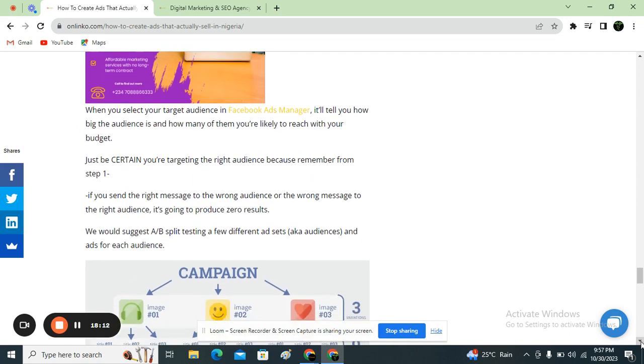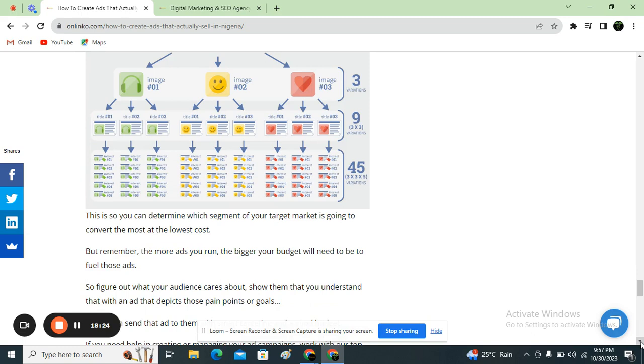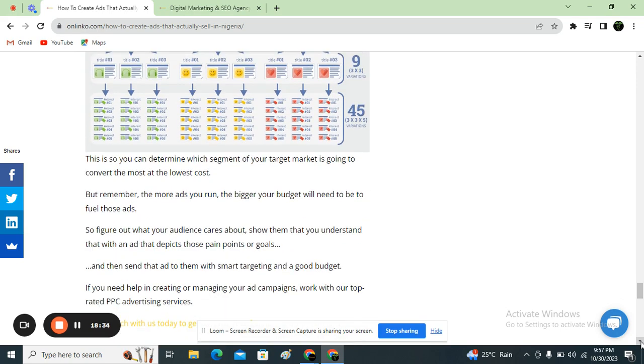We would suggest A/B splitting a few different ad sets, aka audiences, and for each audience, this is so you can determine which segment of your target market is going to convert the most at the lowest cost. But remember, the more ads you run, the bigger the budget you will need for those ads.